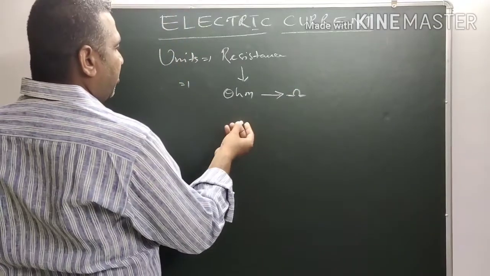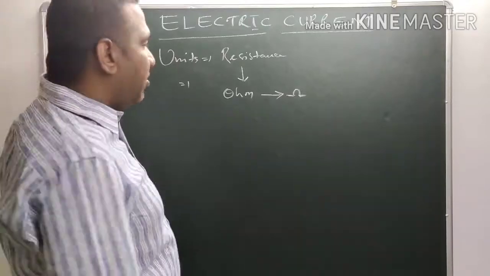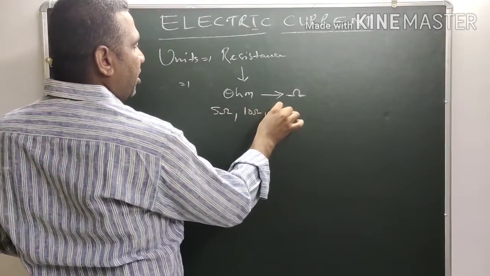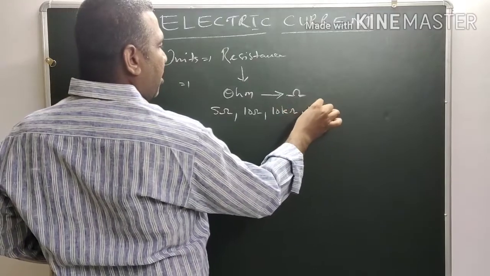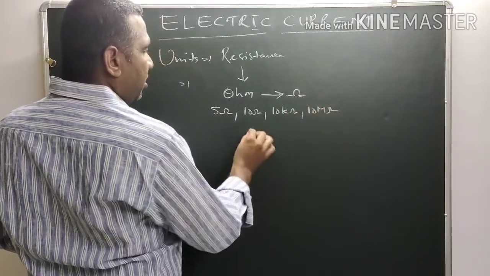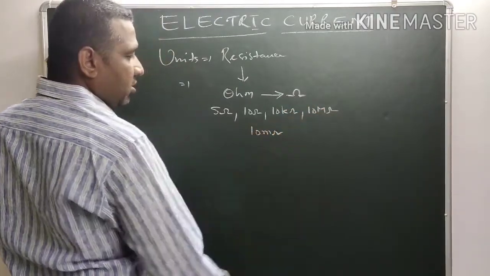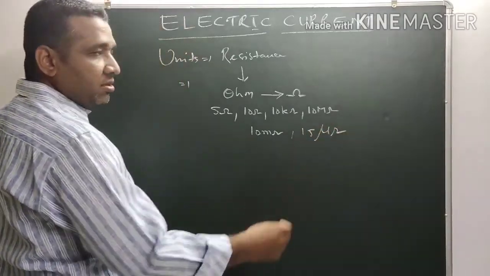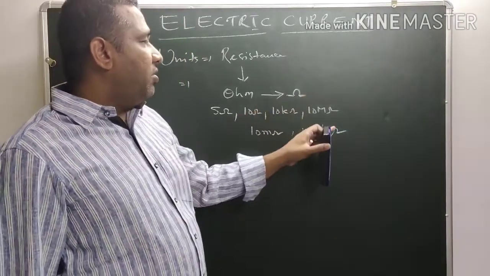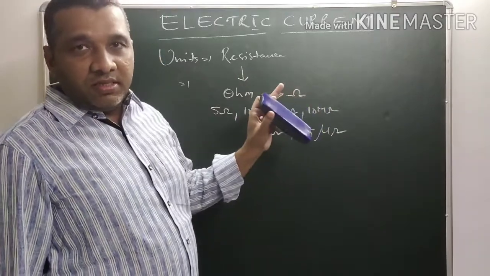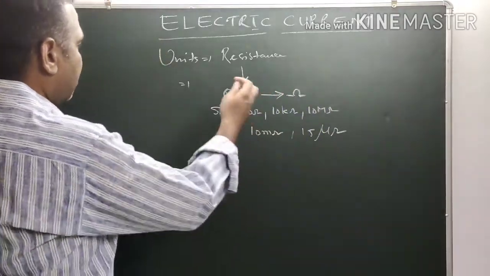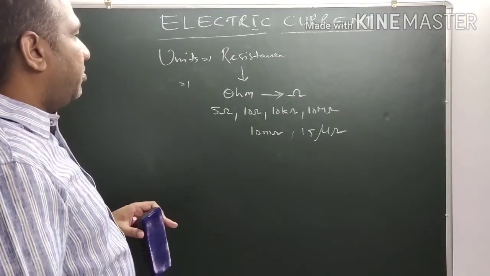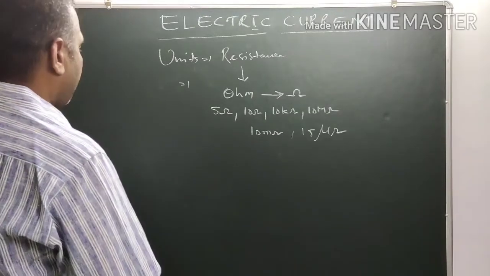For example, if you want to consider a resistance value, we will say 5 ohms, 10 ohms, 10 kilo ohms, 10 mega ohms, 10 milliohms, 15 micro ohms. So all these values represent resistance. Ohm is the measuring unit of resistance.